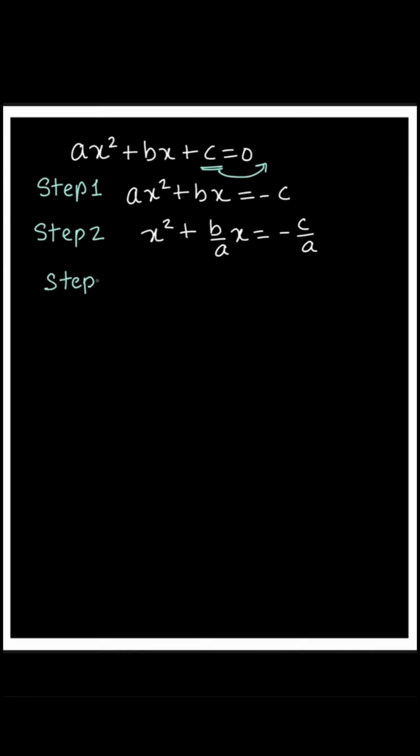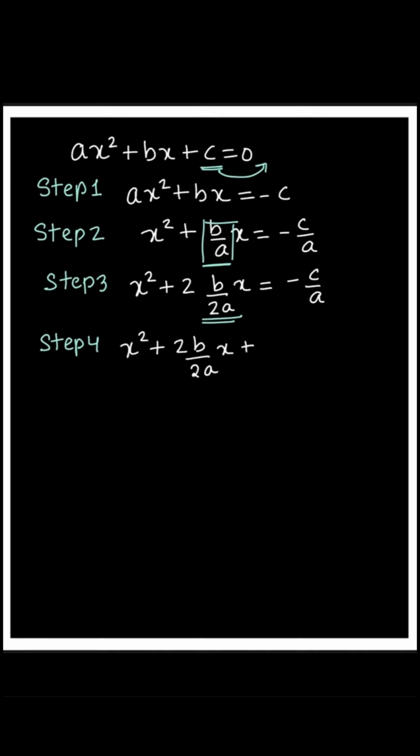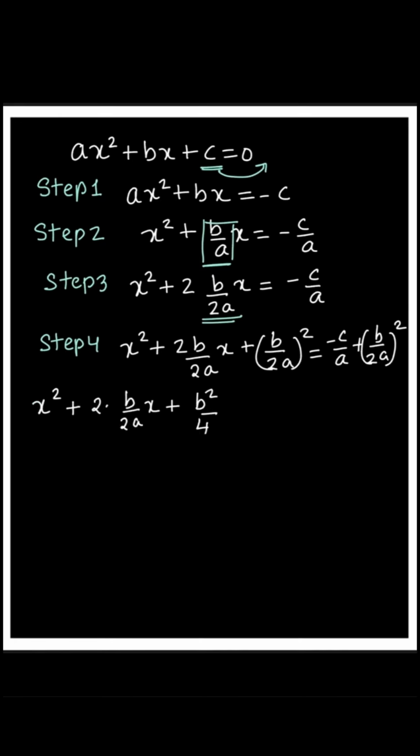Next, we're going to take half of the coefficient of x and square it. Half of the coefficient of x is b over 2a. When we square it, we get b squared over 4a squared. Next, we're going to add it to both sides of the equation. Notice that the left side of the equation is nothing but the square of x plus b over 2a.